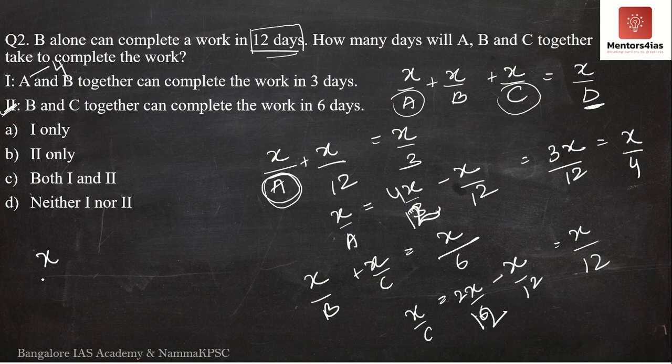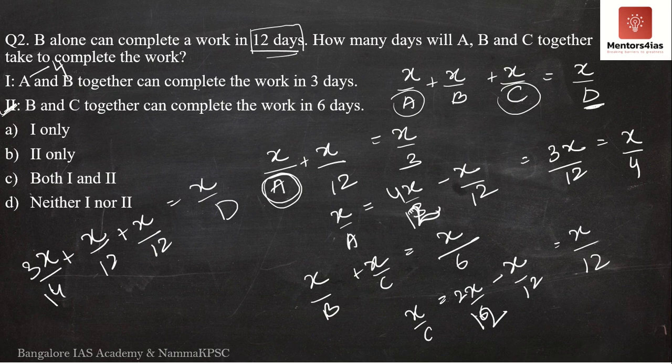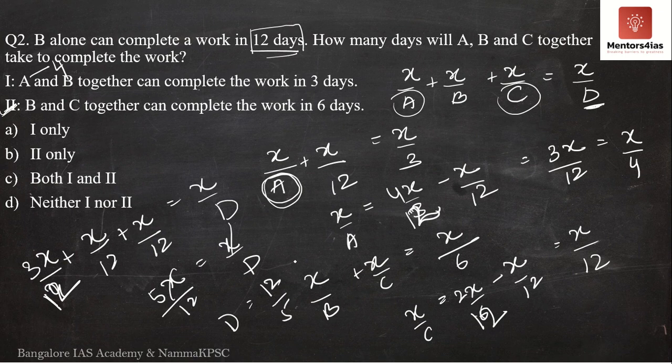So if you take x by a as x by 4, x by b as nothing but x by 12, and x by c as also x by 12, then we should be able to find out the value for d. Why not I write this as 3? Okay, so I need 3 plus 1 is 4, 4 plus 1 is 5. Therefore 5x by 12 is equal to x by d. x and x get cancelled. Therefore d is nothing but 12 by 5 days.